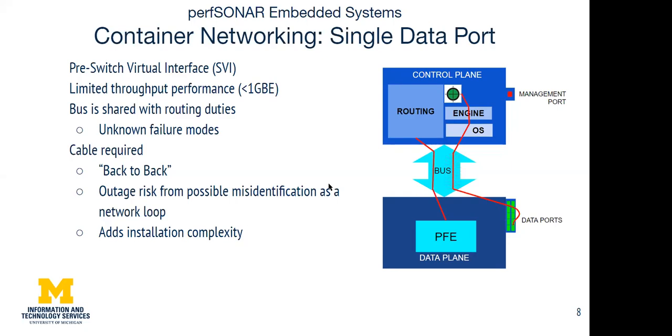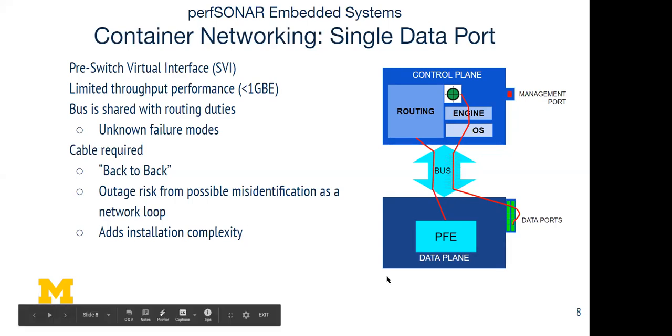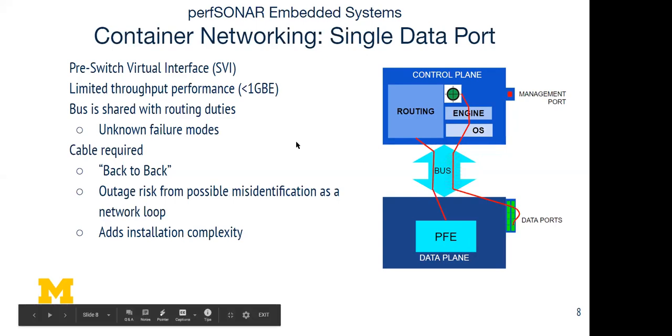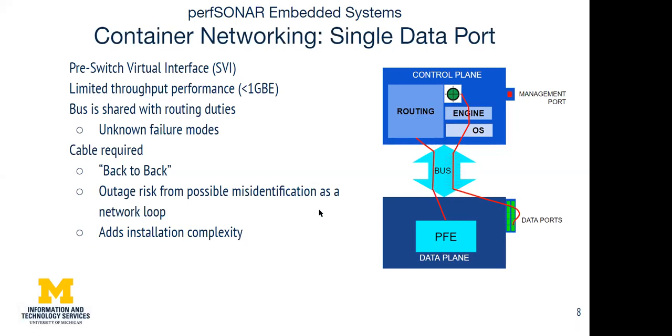Another approach to this problem is to have the information from the perfSONAR node inside the control plane send data over the bus and then back through the data ports in order to have this maximized throughput performance on the data port without being limited by the bus. However, it requires an external cable, and we wouldn't like to see this self-loop contained within a single device.